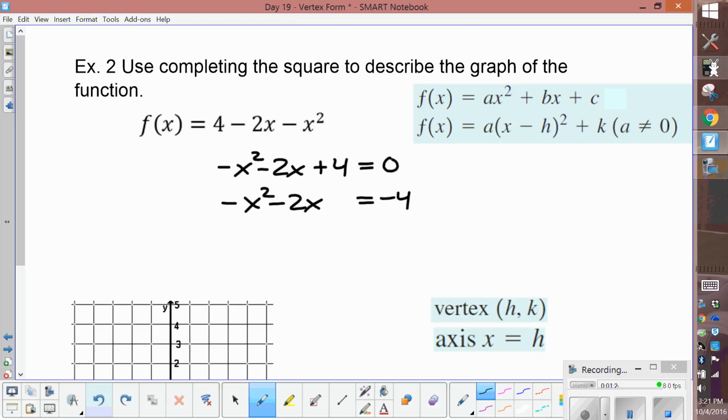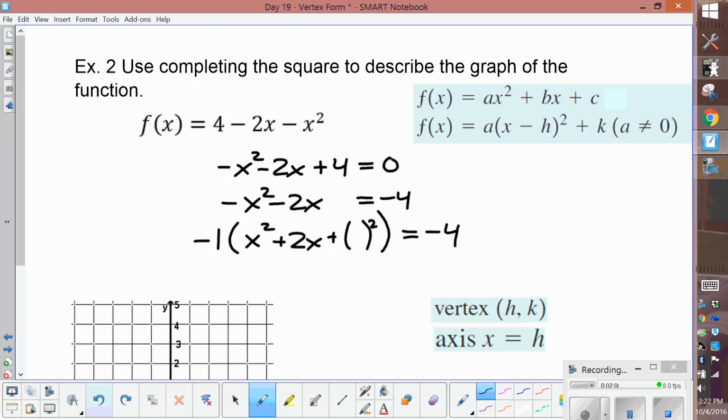Now I want to change this left side into a new trinomial that I can factor. One thing I don't like, though, is this negative. I don't like to factor negative trinomials. So I'm going to go ahead and pull out a negative 1 out of both of these terms. And that would now change it to positive x squared. This changes it to a plus 2x. You'll notice I left a little space here because I'm going to go ahead and add something to this equation, and that's going to turn it into something that I can factor.